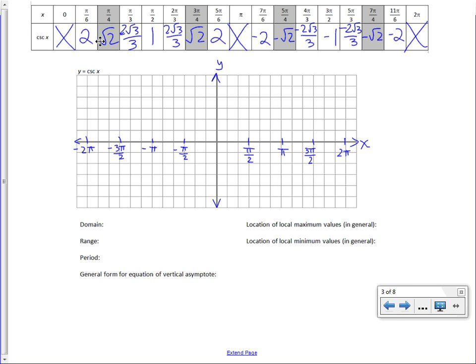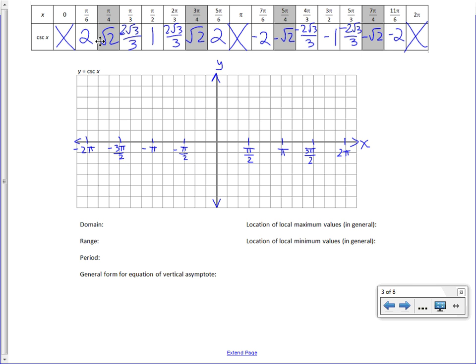Okay. So again, because we're dealing with reciprocal functions, and because sine, cosine, and tangent all have zeros, I know that cosecant, secant, and cotangent will all have vertical asymptotes. That's the rule for reciprocals. Zeros become vertical asymptotes. Where am I looking in the chart to indicate my locations of vertical asymptotes?